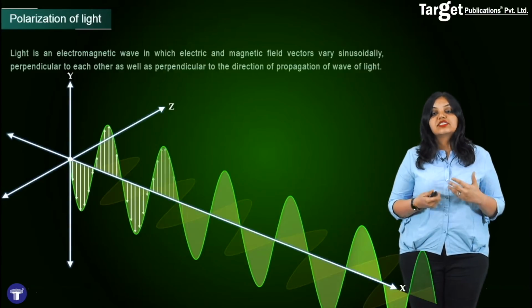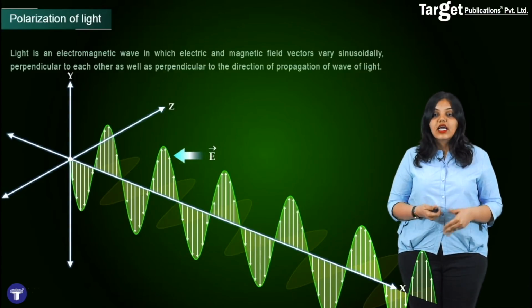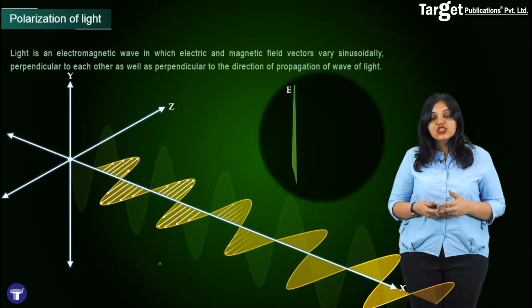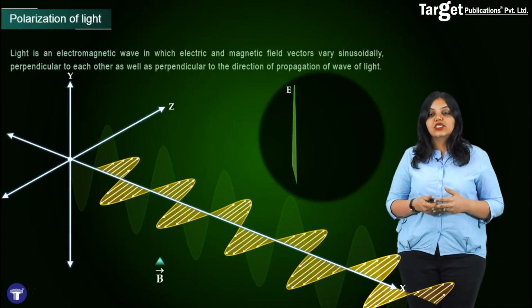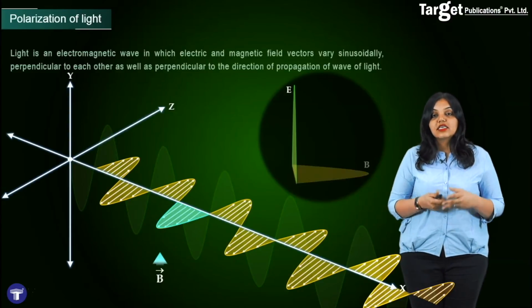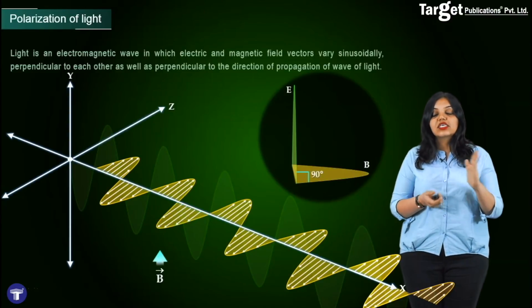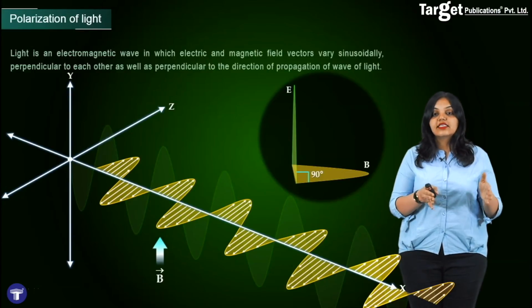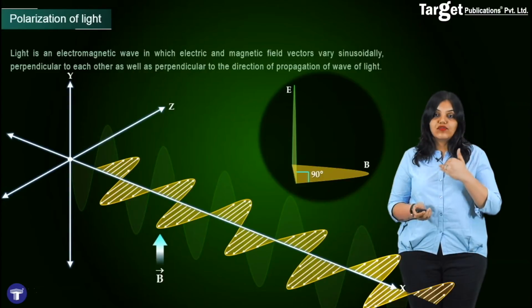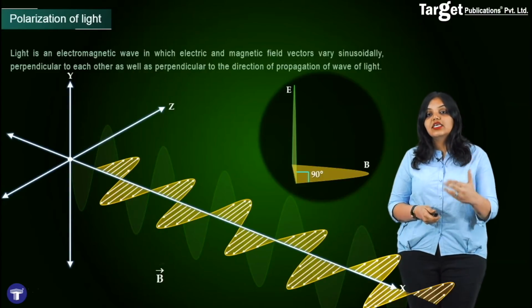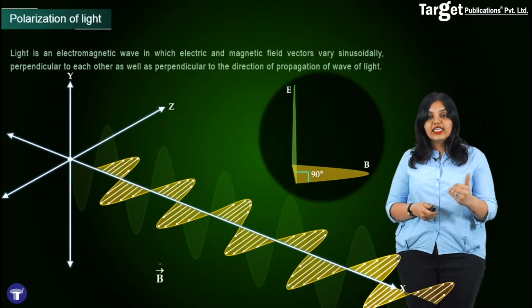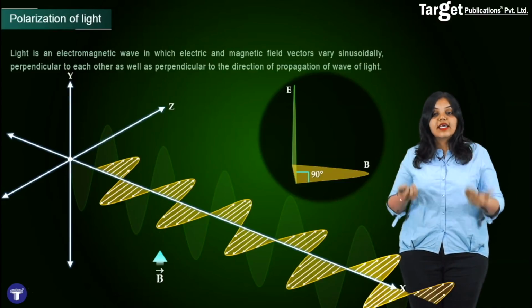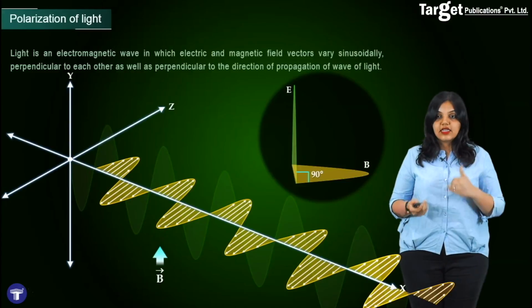One of these represents the electric field vector and the other represents the magnetic field vector, and these two are at 90 degrees to each other, proving that light is a transverse wave where the electric and magnetic field vectors are at 90 degrees to each other and at 90 degrees to the direction of propagation of the wave itself. For example, here the electric vector lies along the y direction and the magnetic field vector lies along the z direction, whereas the direction of propagation is the x direction.